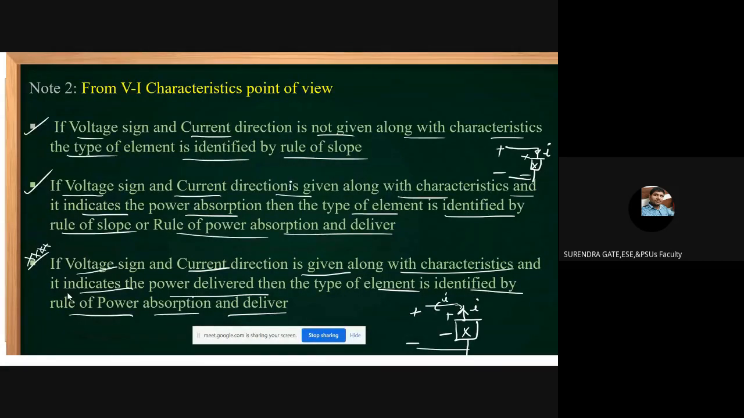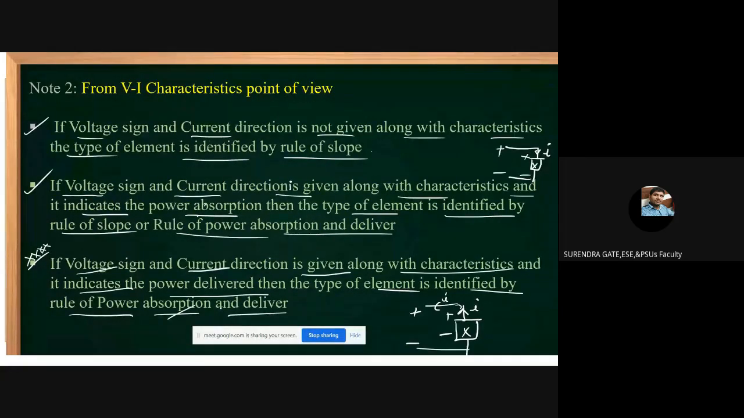If the power is absorbed, then it is taken as a passive element. If the power is delivered, then it is taken as an active element. Okay, this is the only one rule we can have. But in the other two cases, we can apply two rules. But here only one rule we can apply. Don't apply the rule of slope. If you apply the rule of slope, we can get the wrong answer. Understand? Now see how to solve these questions based on these three statements.